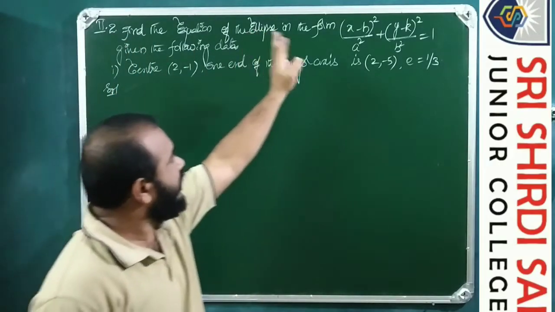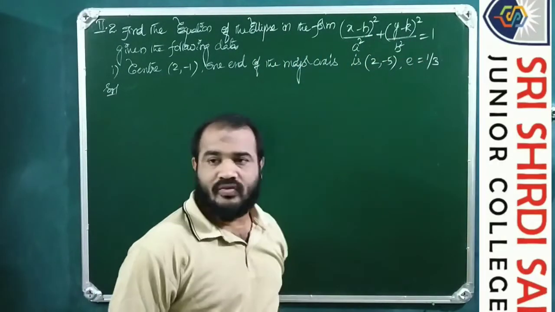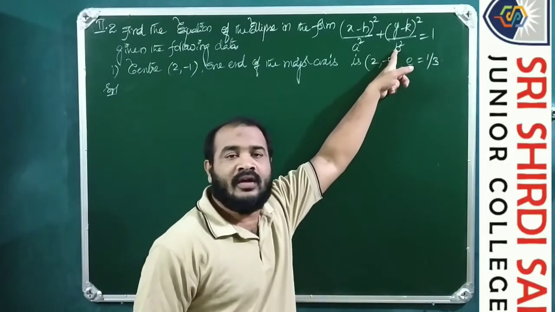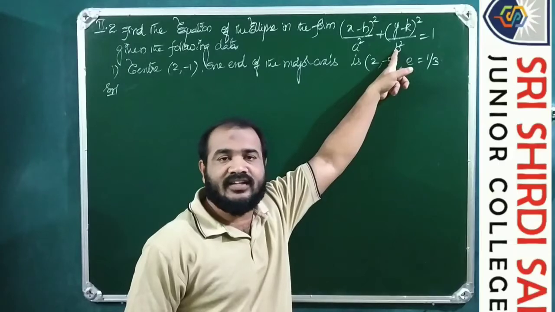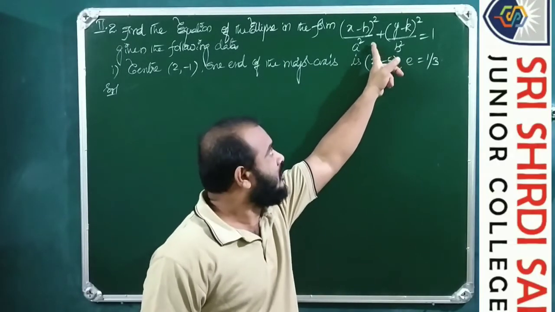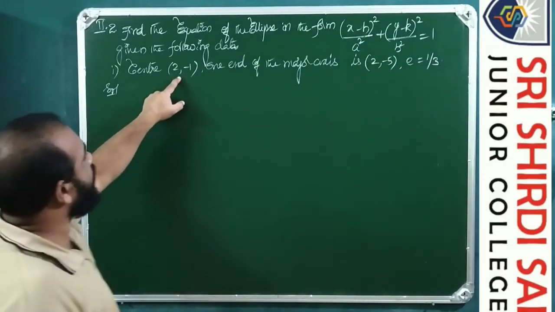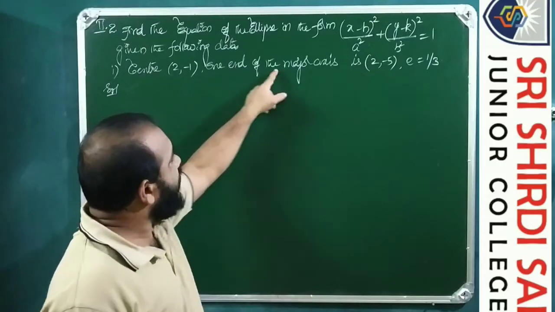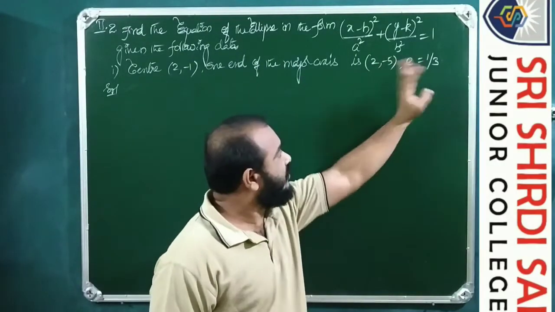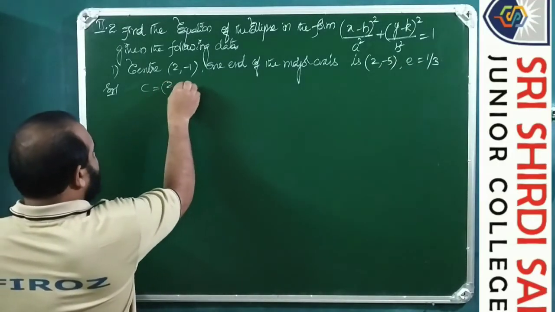Find the equation of the ellipse in the form (x minus h) whole square by a square plus (y minus k) whole square by b square equals 1. One thing is clear: it is an ellipse whose center is not at the origin. Shifting of origin has taken place, so the origin is shifted to (h, k). Now the center is (2, minus 1). One end of the major axis is (2, minus 5). e equals 1 by 3. Eccentricity is given. So center C is (2, minus 1).